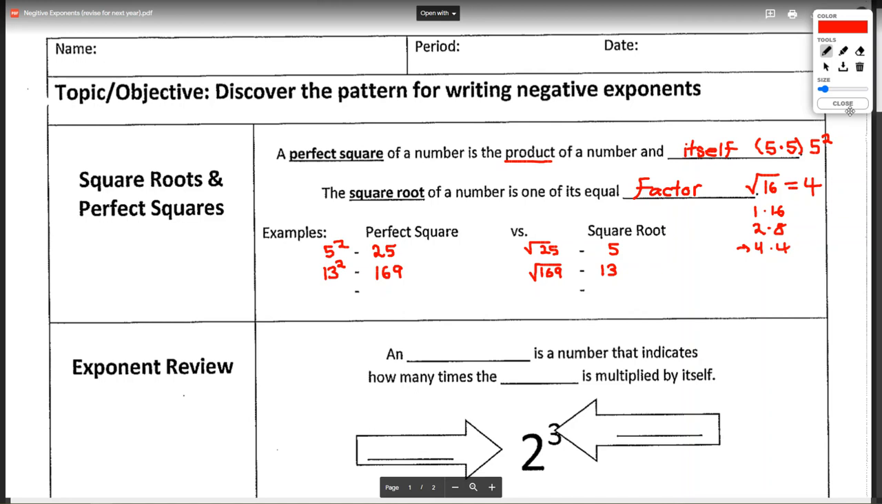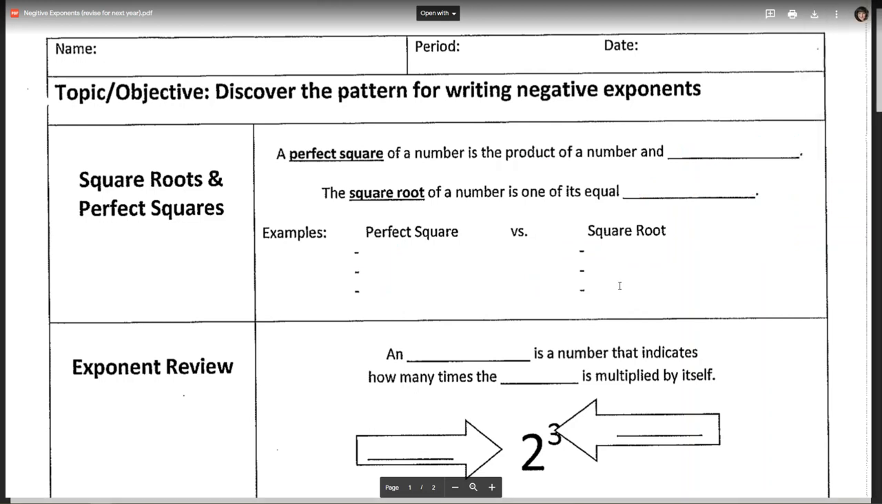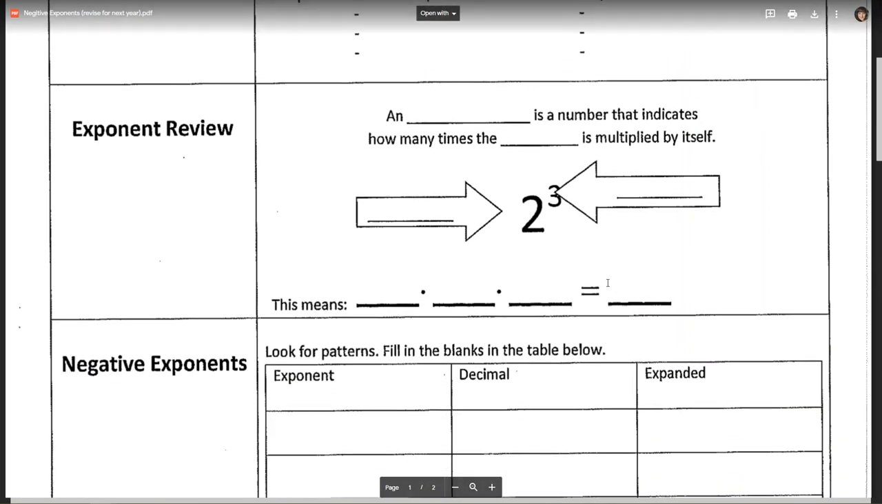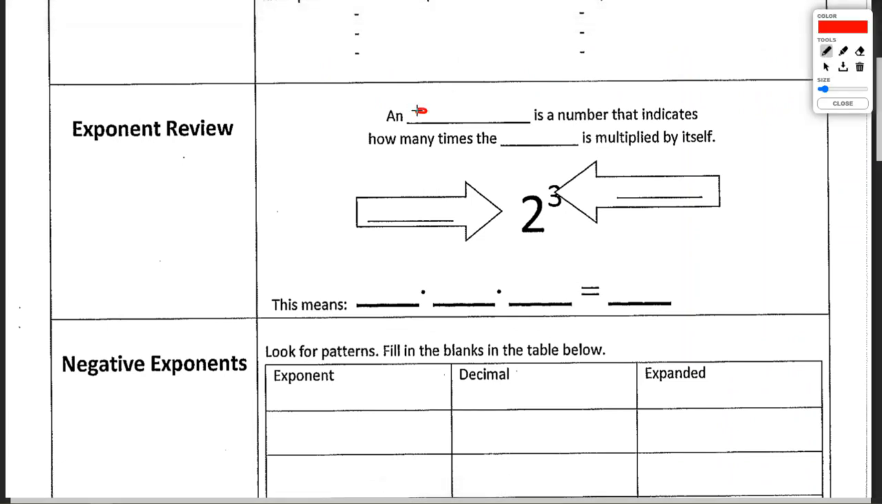Now let's go ahead and take a look at our exponents. We've been talking about them a bit, but let's just review some terminology. Okay, the exponent is a number that indicates how many times the base is multiplied by itself, right? It's all about the base.